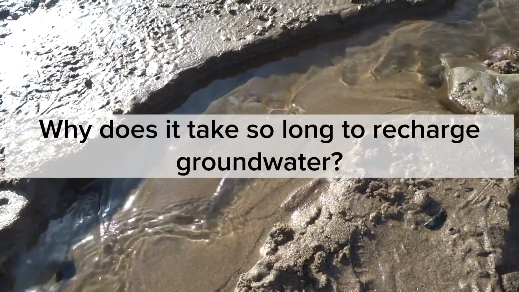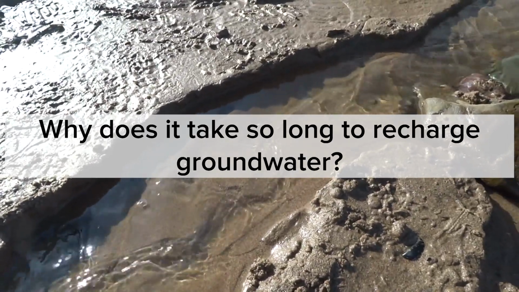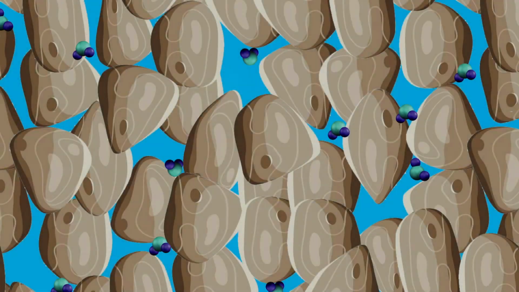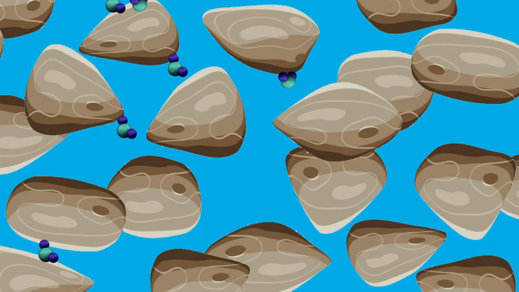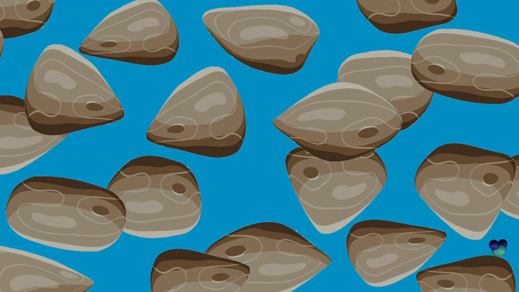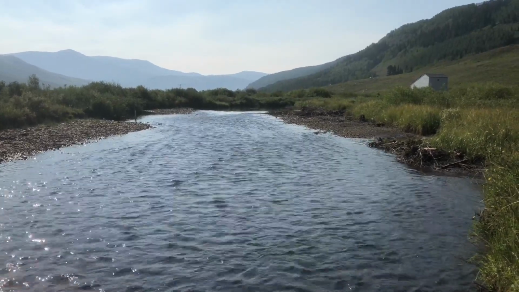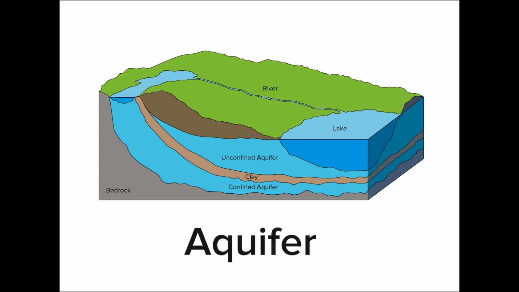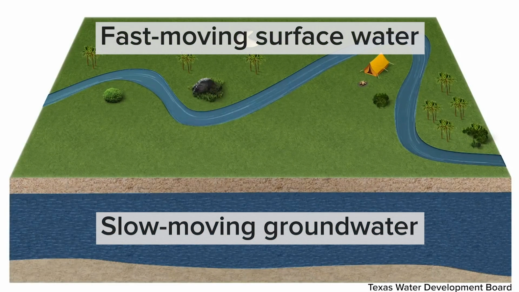Why does it take so long to recharge groundwater? The answer can be found in understanding how groundwater interacts with the geosphere. Rocks have open spaces in them known as pores, which is where water can be stored. The interconnectedness of these pores controls how easily water can flow through them, a property called permeability. The higher the permeability, the easier it is for water to flow through the rock. A permeable rock body that holds water in its pore spaces is known as an aquifer. Because the water has to navigate through small channels in the rock, it can take hundreds and even thousands of years for water to move through an aquifer.